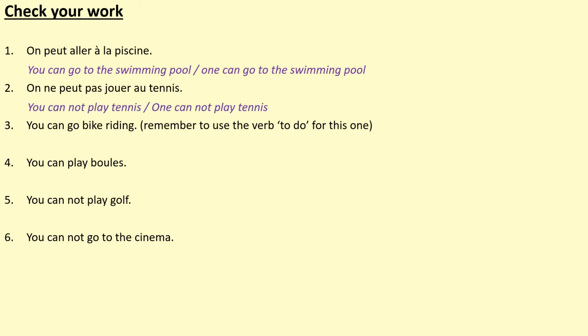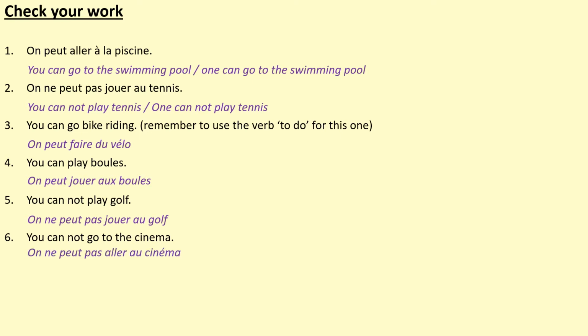Numéro 2. You cannot play tennis, or one cannot play tennis. Numéro 3. On peut faire du vélo. Okay. Remember to use the verb to do for this one. So faire. 4. On peut jouer aux boules. 5. On ne peut pas jouer au golf. Et 6. On ne peut pas aller au cinéma.